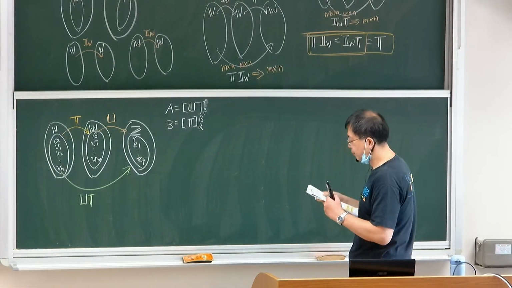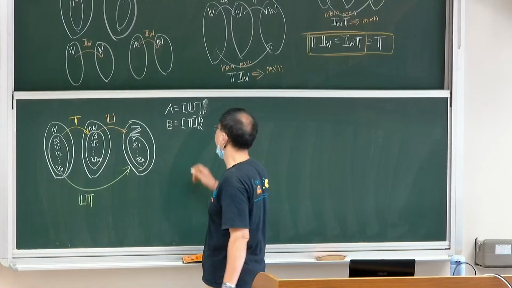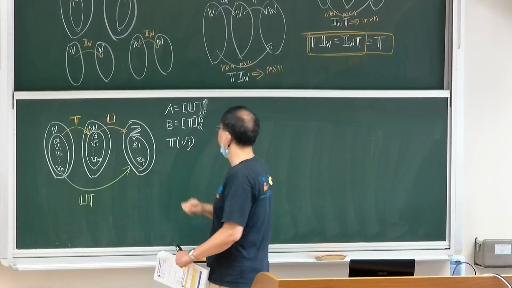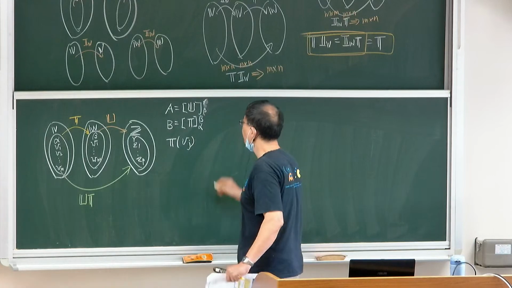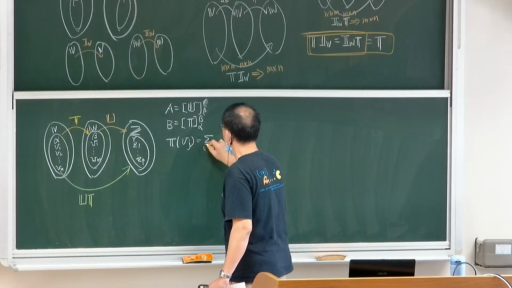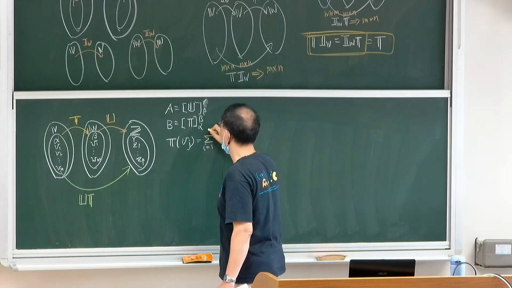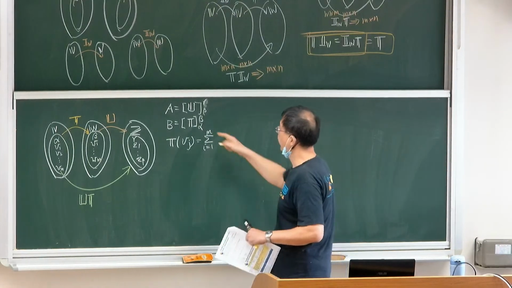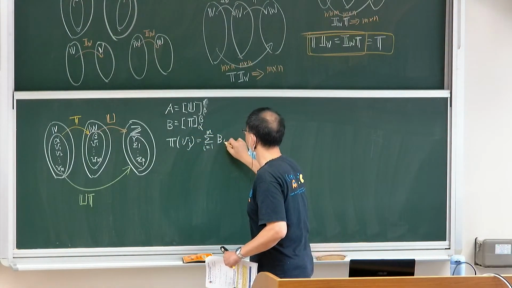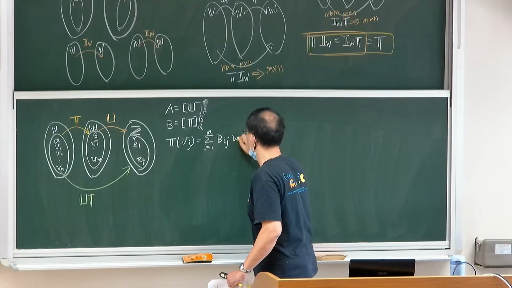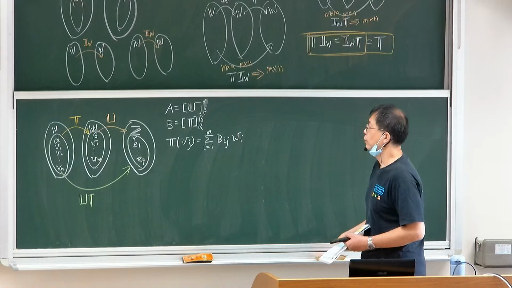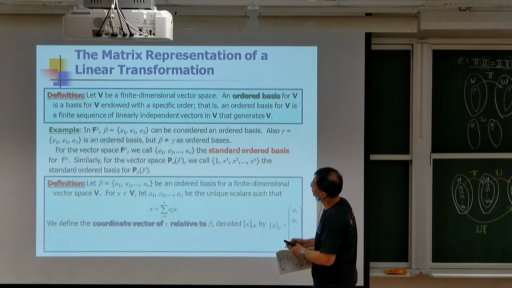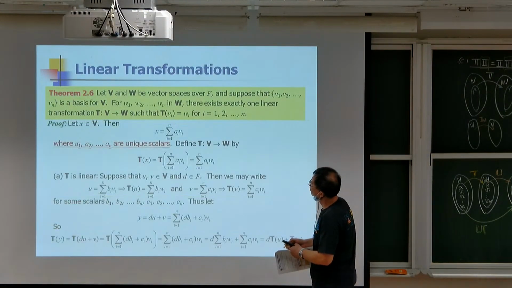So by definition, I can say T of V_j will be equal to the summation from i equals 1 to m. And T is represented by B, so I have B_ij times W_i. We have this kind of statement here.